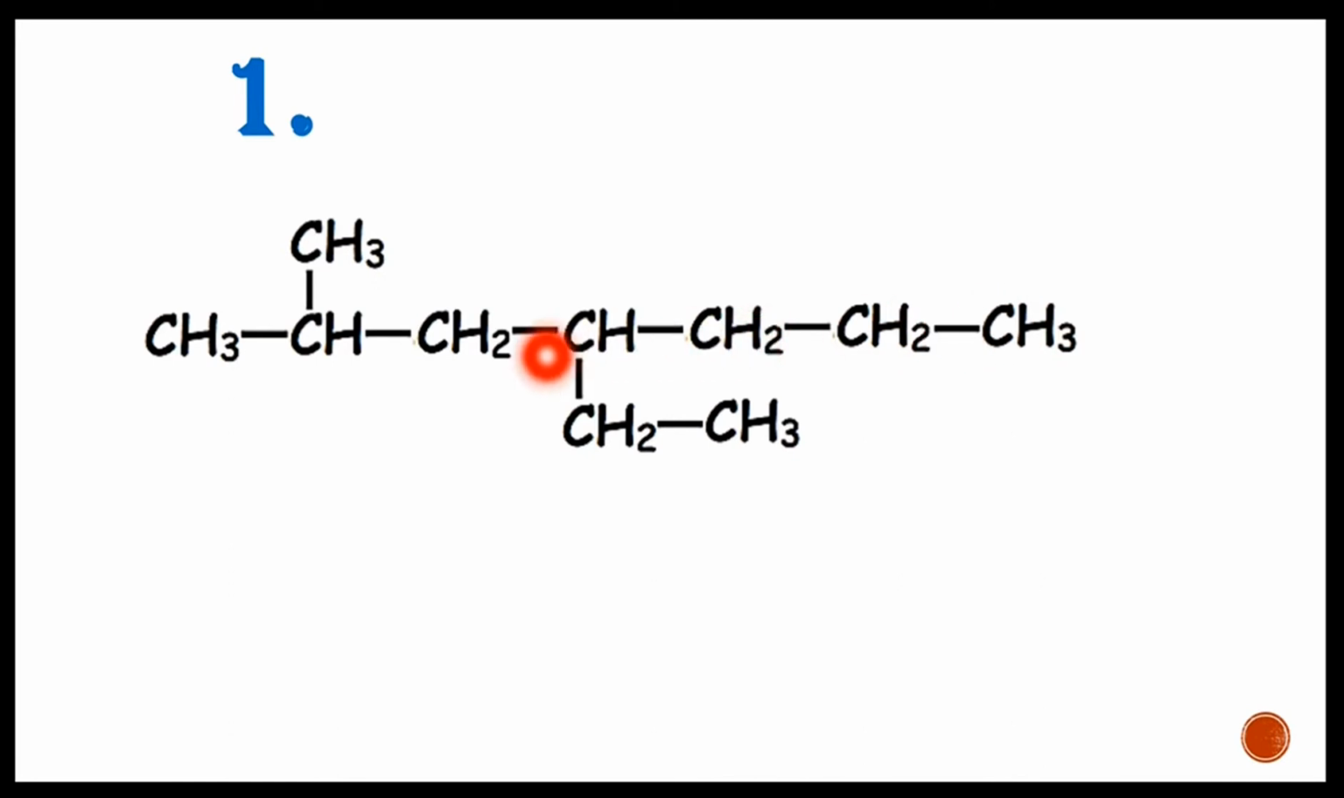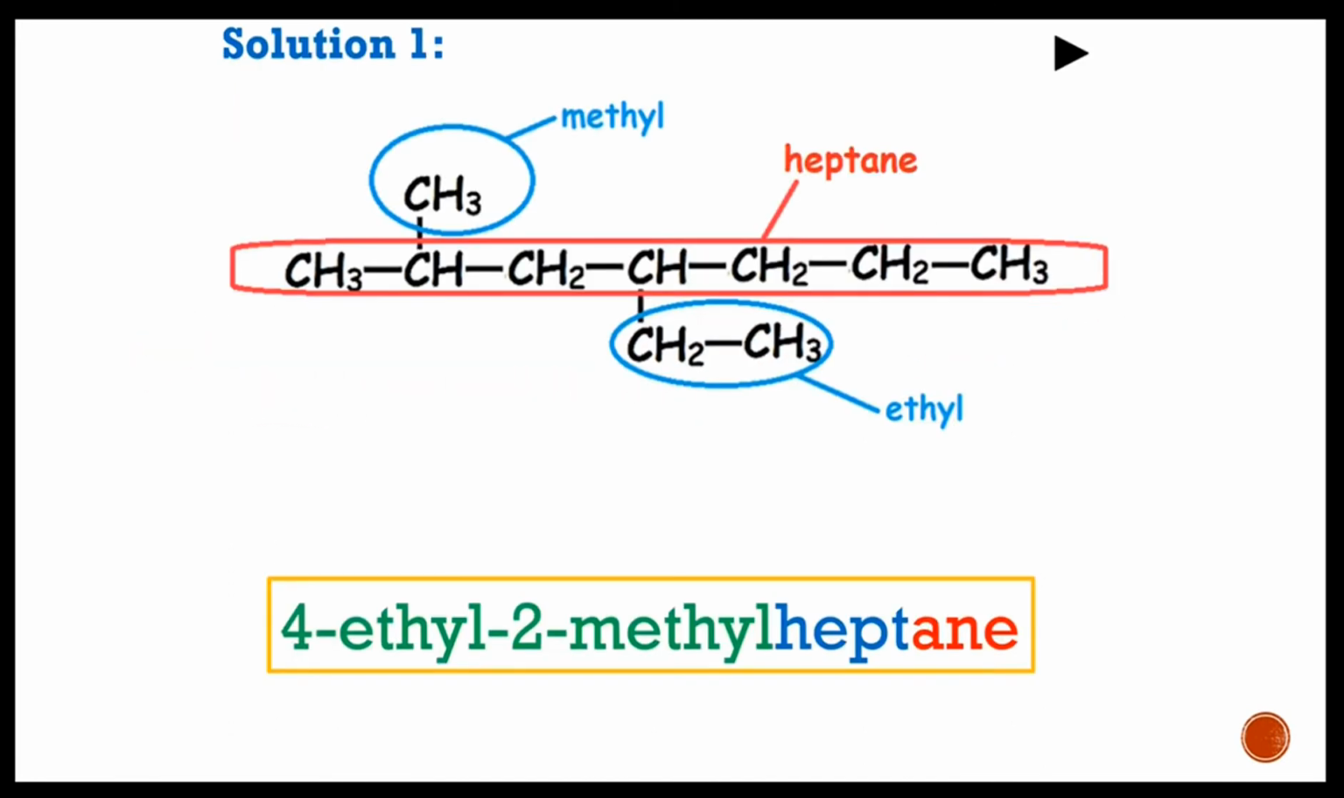When you get your longest chain, what you have to do is to mark it out, like this. And then what do you get? You'll be left with 2 substituents here. So in naming, you have to first name your parent chain. Here it has 7 carbon atoms, so our parent chain is heptane.